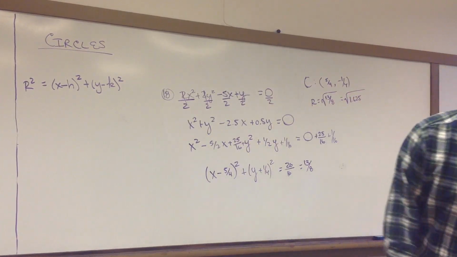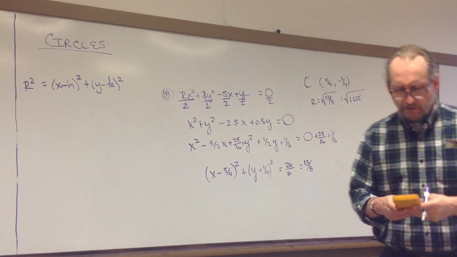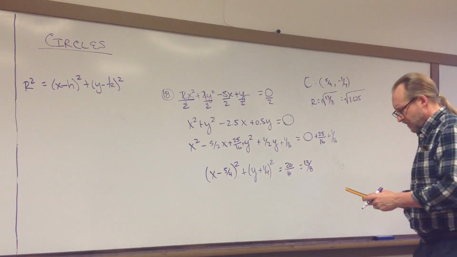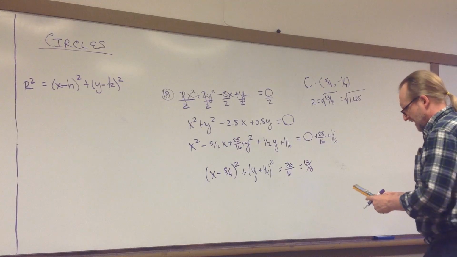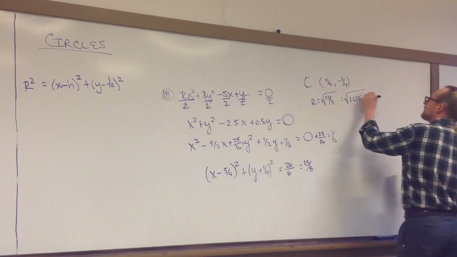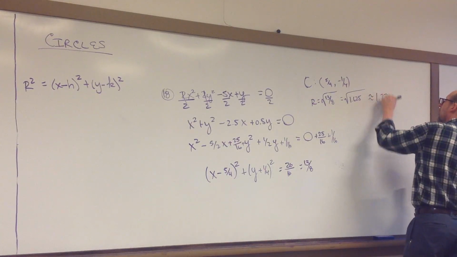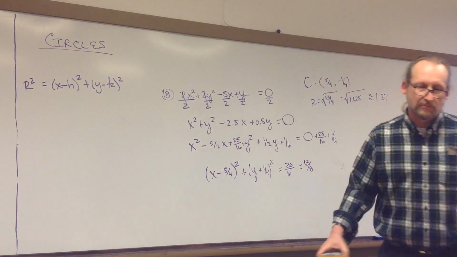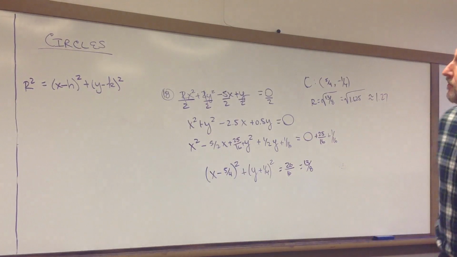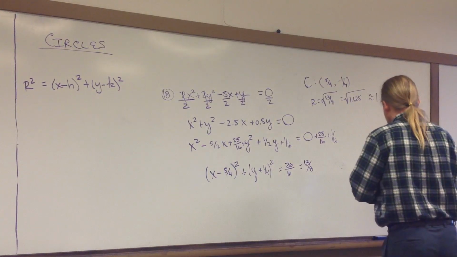That's the square root of just 1.625. So let's get an approximation for that. What do we get? About 1.27 as the radius. Okay. That's problem 18.